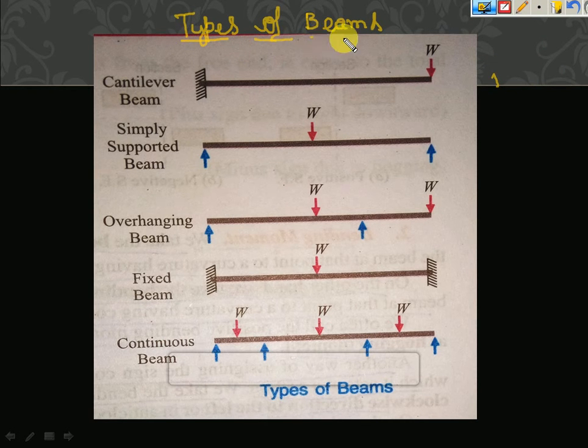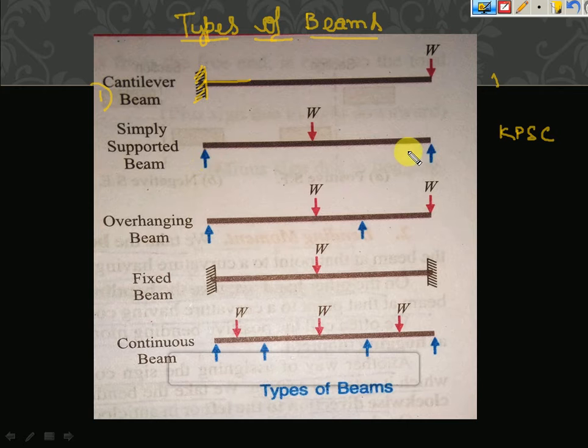These are the types of beams. First one is the cantilever beam. Cantilever beam means one end is fixed and the other end is free. Sometimes in the KPSC examination they can ask questions directly by giving the figures and asking what type of beam it is. One end fixed and the other end free is called a cantilever beam.